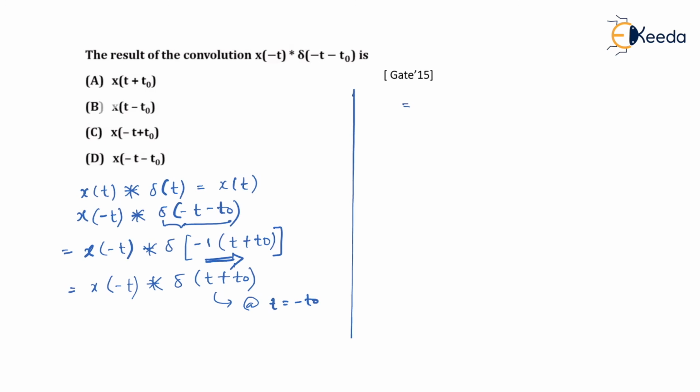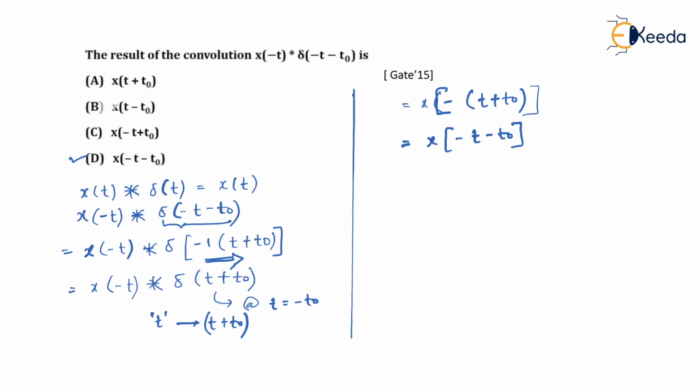Now I can write it like this. This is equal to x of, so t should be replaced with t plus t naught. So we basically replace t with t plus t naught. We already had a minus sign here, and t is replaced with t plus t naught. So now this is equal to x of minus t minus t naught. As you can see, it is option D.